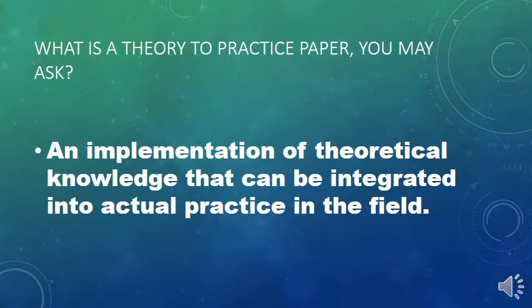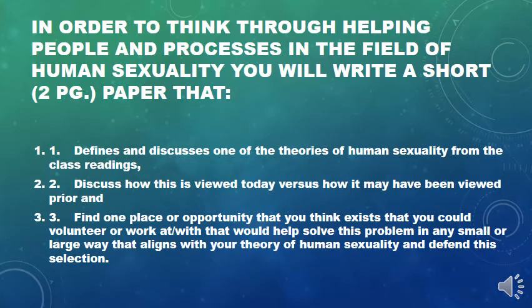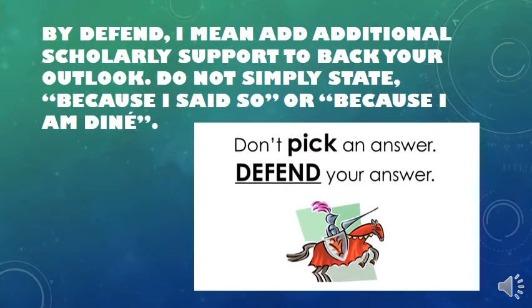So continuing onwards. In order to think through helping people and processes in the field of human sexuality, you will write a short 2-page paper that, 1, defines and discusses one of the theories of human sexuality from the class readings. 2, discuss how this is viewed today versus how it may have been viewed prior. And 3, find one place or opportunity that you think exists that you could volunteer or work at or with that would help solve this problem in any small or large way that aligns with your theory of human sexuality, and defend this selection. So, by defend, what do I mean by that?